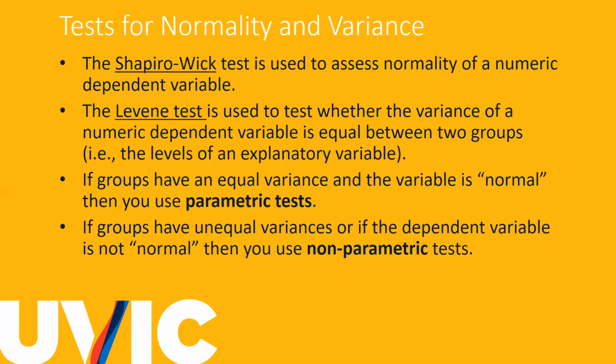Getting at this issue of whether or not something is normal and whether or not the variances are equal, the Shapiro-Wilk test is used to assess normality of a numeric dependent variable. The Levene test is used to test whether the variance of a numeric dependent variable is equal between two groups or the levels of an explanatory variable. So if your groups have an equal variance and the variable is normal, then you're using the parametric test. If they don't, then you're using non-parametric tests.